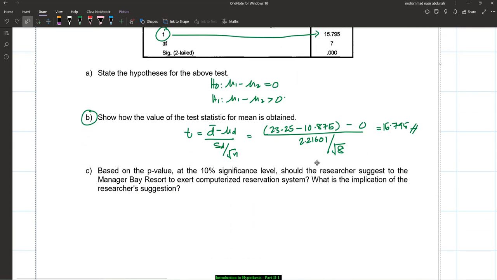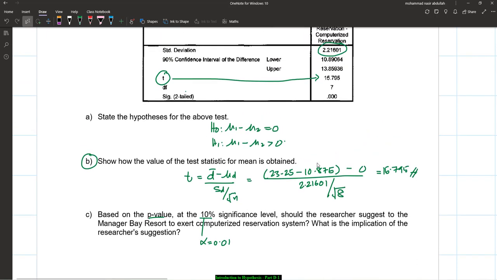So based on the p value at 1% significant level, so this one should be alpha equal to 0.01. So should the researcher suggest to the manager resort to the computer reservation system, and what is the implication of the researcher's suggestion? So if you look at the p-value, this is a p-value, right? In this example, it's a very bad example. It shows that p-value is 0.00, right? It's supposed to show more value here.